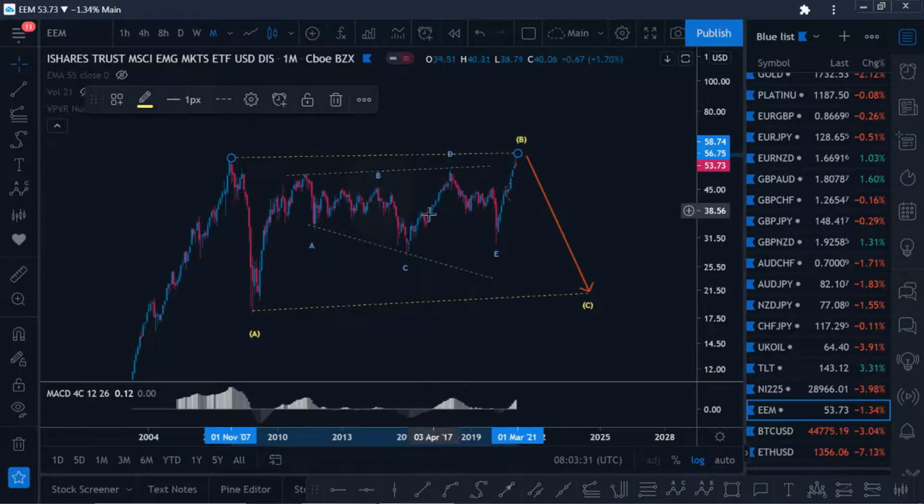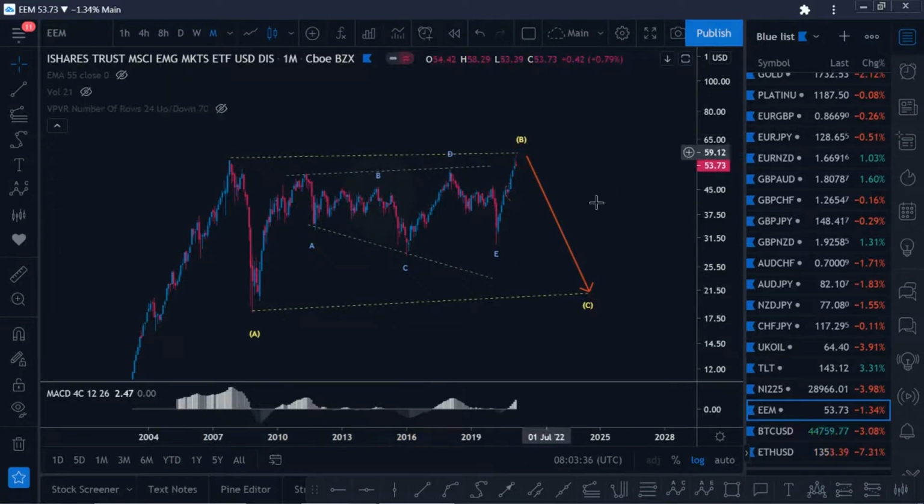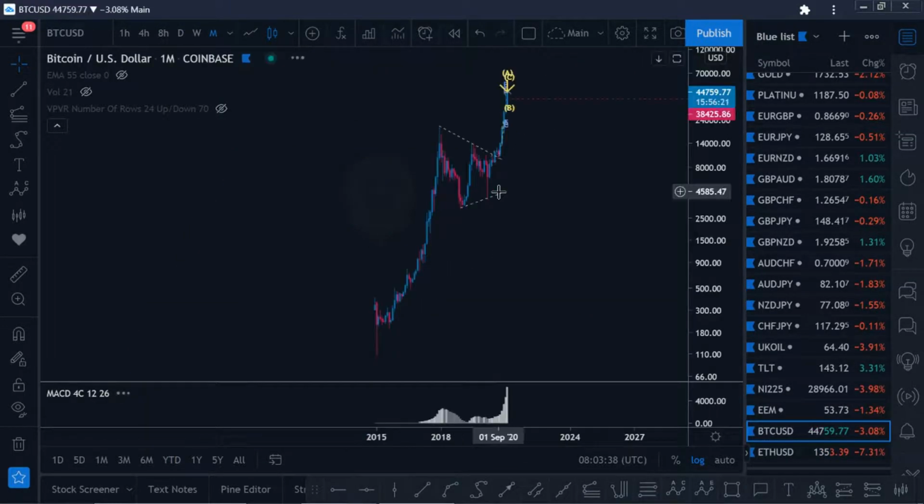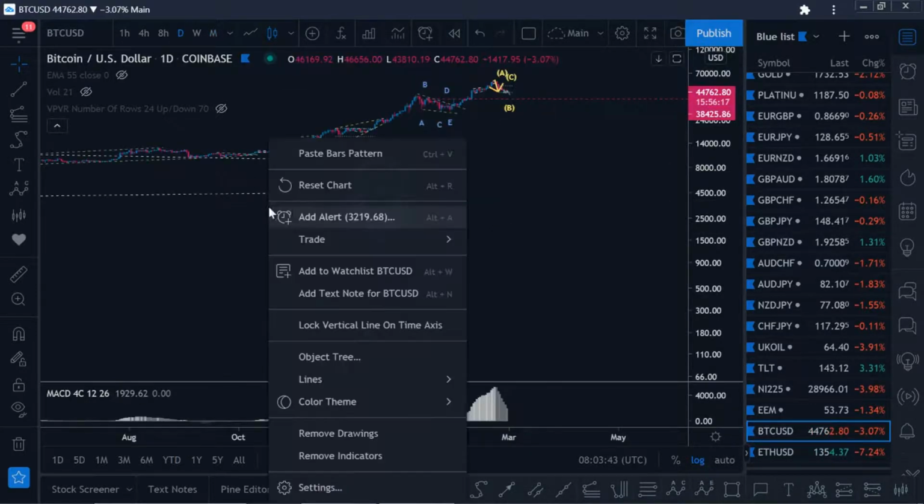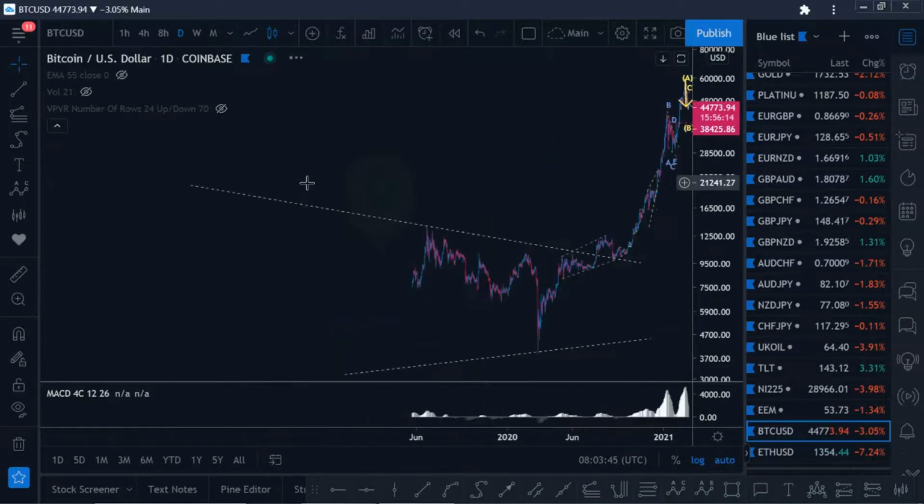So keep a close eye on EEM to be a good bellwether for what the market's going to be doing moving forward. And what that means for Bitcoin, I know your Bitcoin bears are going to hate me for this, but I think we're right at the top of this structure.